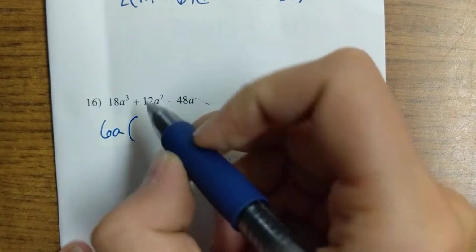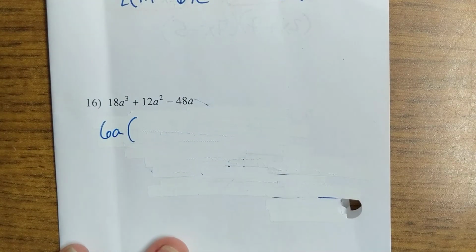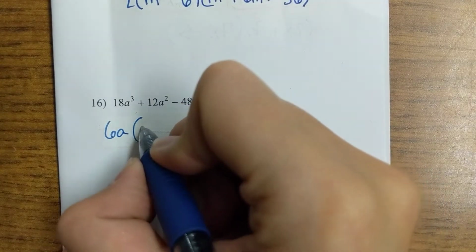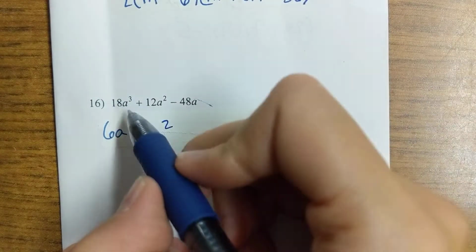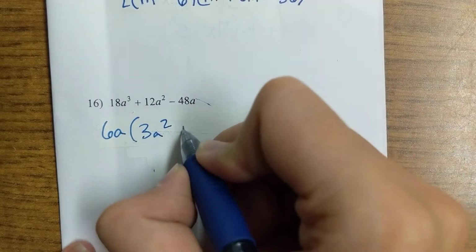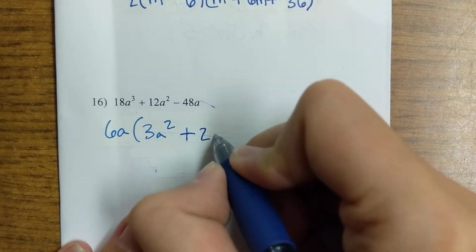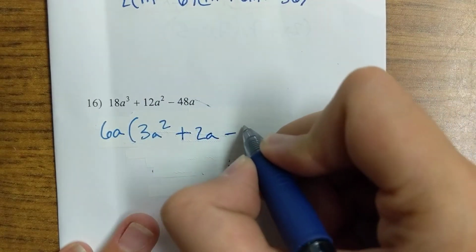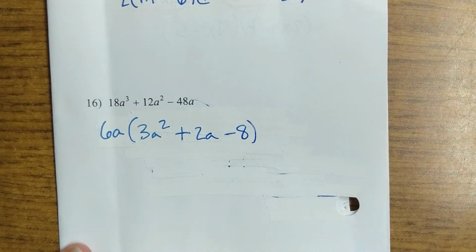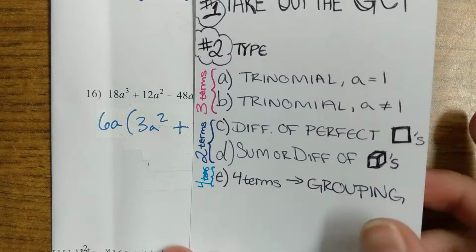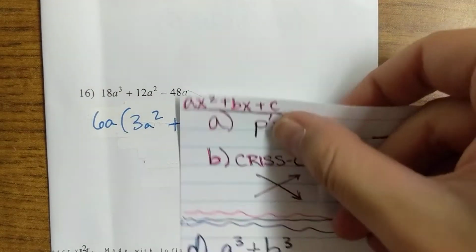So 6a times, each of these terms should be divided by 6a. 18a cubed divided by 6a is 3a squared, plus 2a, minus 6a times what gives me negative 48a? It's negative 8. All right, so we have 3 terms again, but this time a is not 1. Trinomial, but a is not 1.